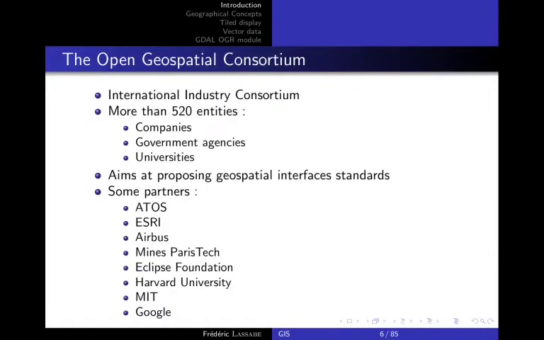So, before going further to some of the tools, let's talk about the Open Geospatial Consortium, the OGC, which is an international industry consortium with more than 500 entities partnered inside this consortium. These entities might be companies, government agencies, universities, and so on. The OGC aims at proposing geospatial interface standards so that the systems, the applications, the APIs are able to operate together, whatever the provider, the developer, and so on. Here are some partners of the OGC: Atos, S3, Airbus, Min Paritech, the Eclipse Foundation, Harvard University, MIT, Google, and so on. So there are a lot of big names.